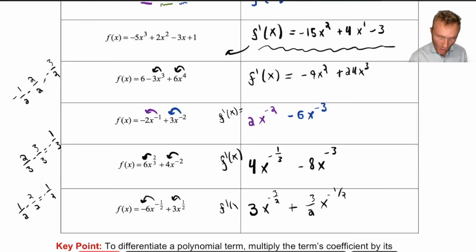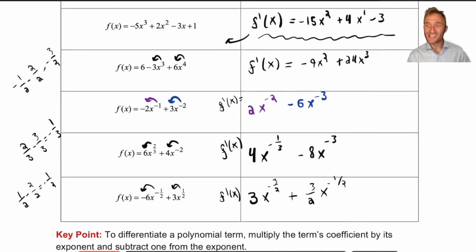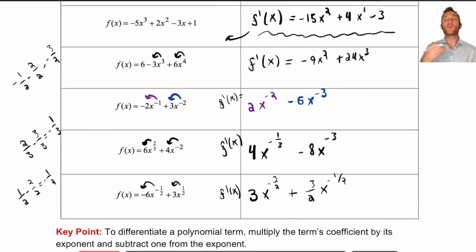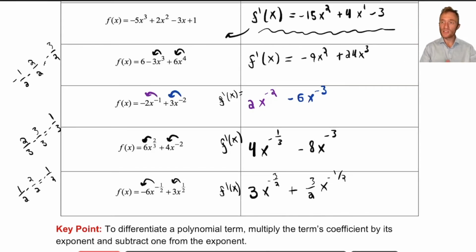So as long as you remember, right, it seemed like it was going to be super easy, and then we start dealing with fractions and negatives, and it gets quite a bit harder. Key point here, to differentiate a polynomial term, multiply the term's coefficient by its exponent. And if you're struggling with fractions, you're going to have to just work through that. You'll get there. And subtract 1 from the exponent. If you need in-depth explanations of the fractions or the negatives, just quickly text me. I can give really good explanations of those. Don't get hung up on those for too long.